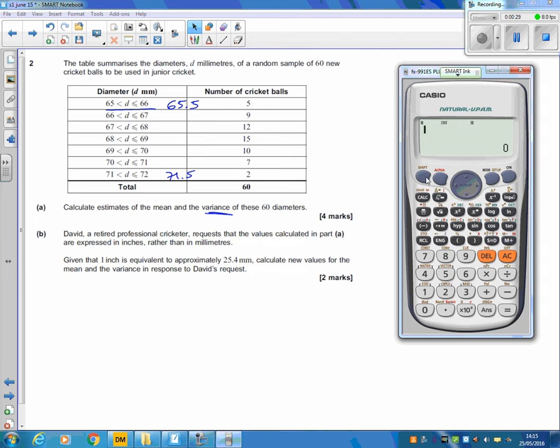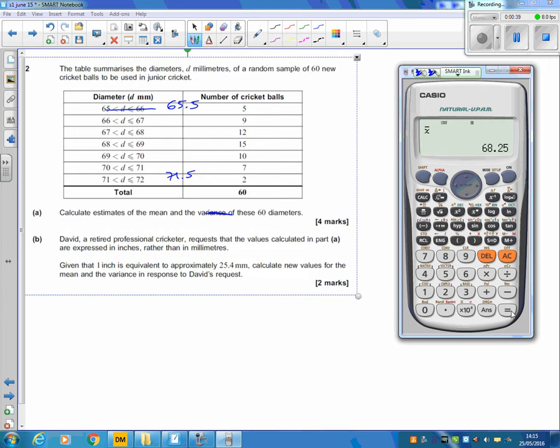Get out the table, bring up the statistics menu, and it tells us that our mean here is 68.25. So X bar here was 68.25.